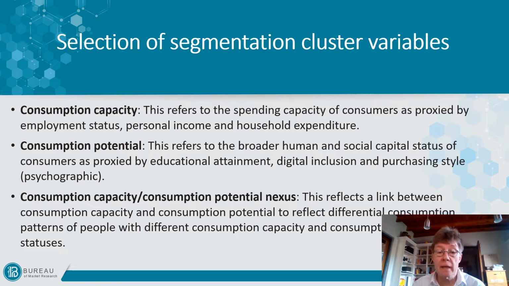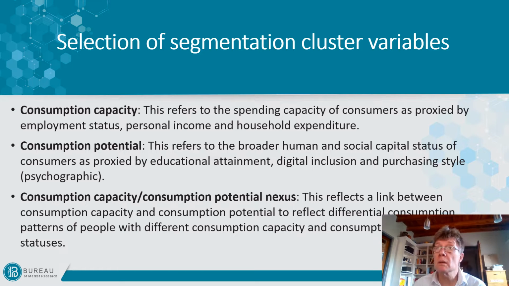When we had to select segmentation cluster variables, it was decided, on the one axis, to use an indicator of household income, household expenditure, household wealth, and living standards, and we termed it consumption capacity. And this axis refers to the spending capacity of consumers as proxied by employment status, personal income, and household expenditure.